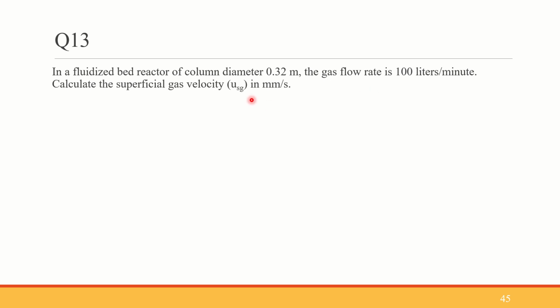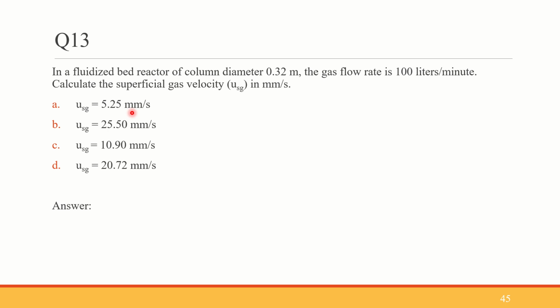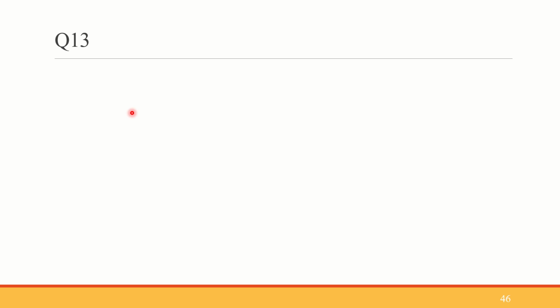It is a very simple question. Option A 5.25 mm per second. Option B 25.50 mm per second. Option C 10.9 mm per second. Option D 20.72 mm per second. So answer is option D, 20.72 mm per second. So we'll see how to solve that.